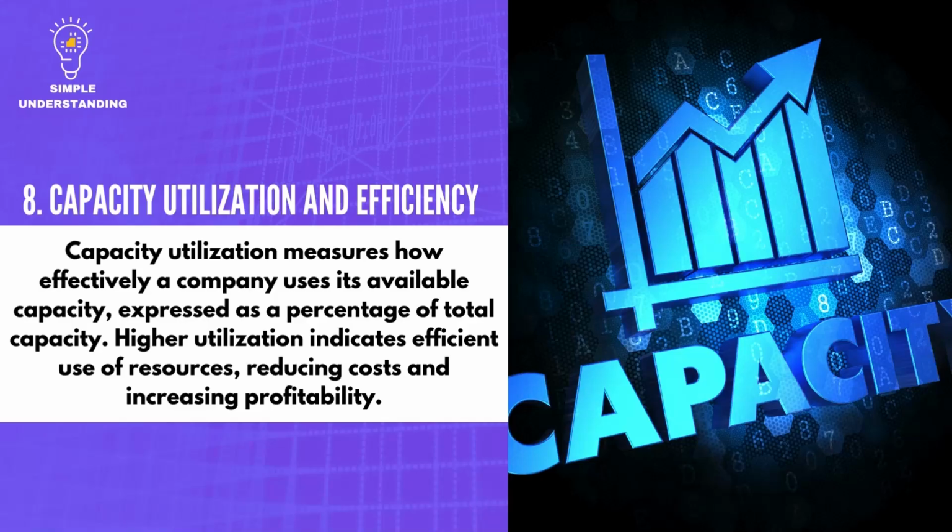8. Capacity utilization and efficiency. Explanation: Capacity utilization measures how effectively a company uses its available capacity, expressed as a percentage of total capacity. Higher utilization indicates efficient use of resources, reducing costs and increasing profitability.